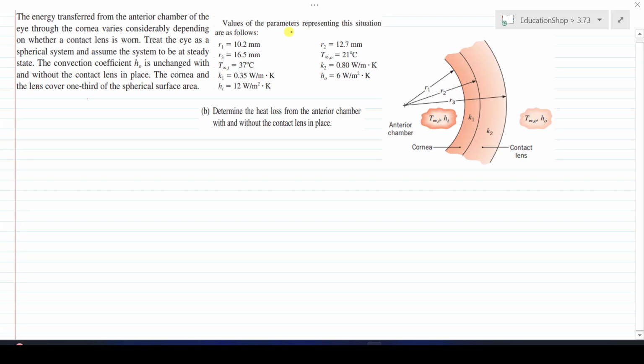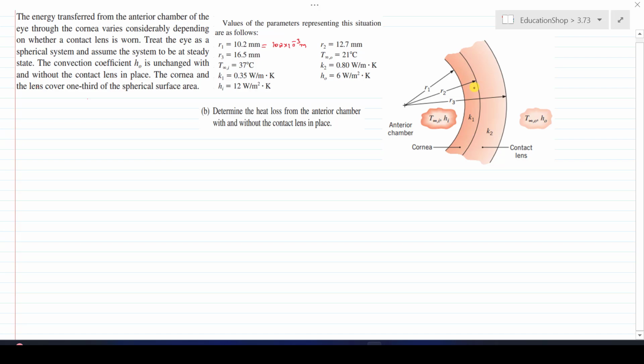The values of the parameters representing the situation are as follows. R1 is the inner radius of this anterior chamber that is filled with fluid, and its internal convection heat transfer coefficient is h_i, and its value is provided, that is 12 watt per meter square Kelvin. The R1 value is 10.2 millimeters.